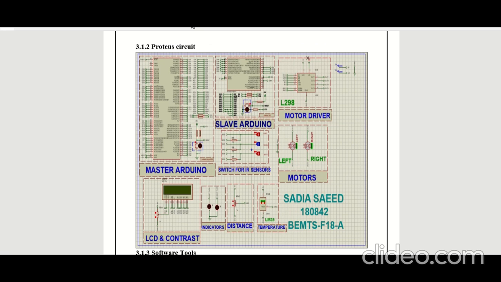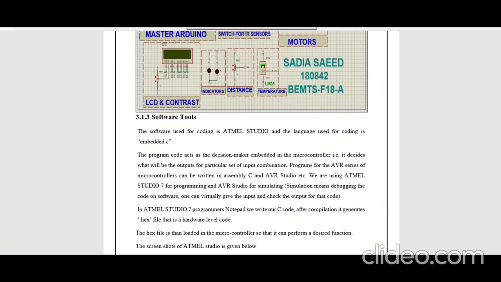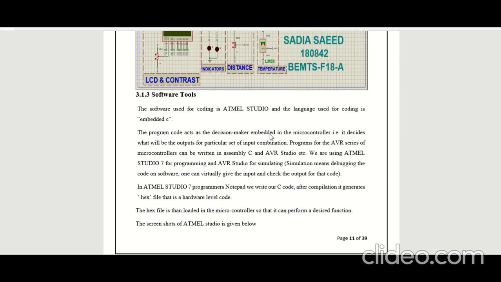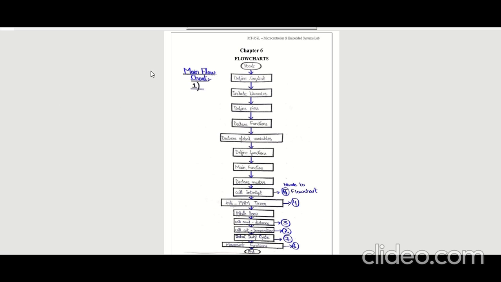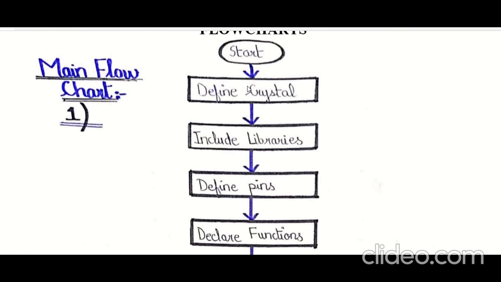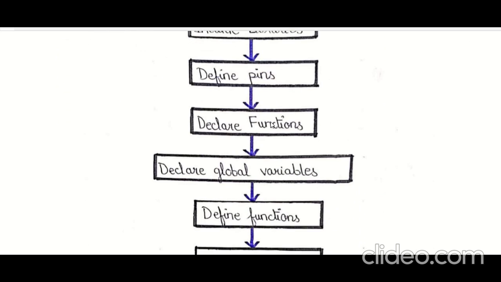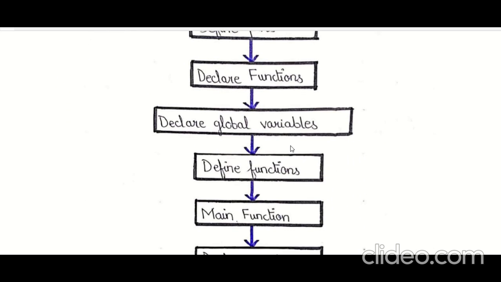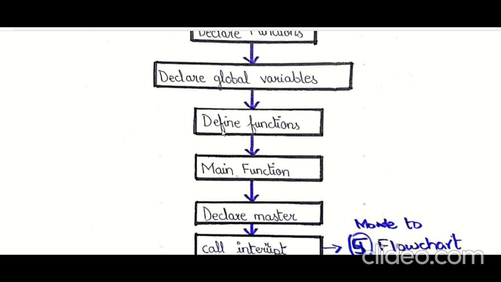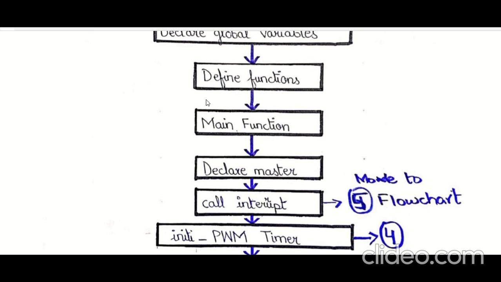This is our Proteus circuit, and then there are the software tools we are using. For the ATmega we are using Atmel Studio 7 for software. So this is our main flow chart which we have made according to our code. First of all, we will start, and then we will define the crystal frequency, then include libraries, then define pins, declare functions, declare global variables, then declare functions of PWM.